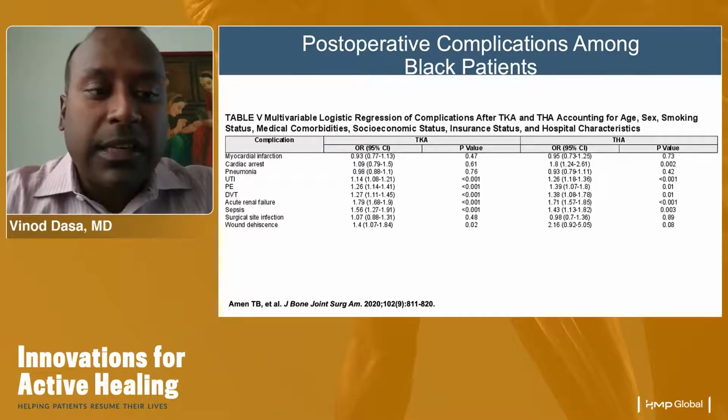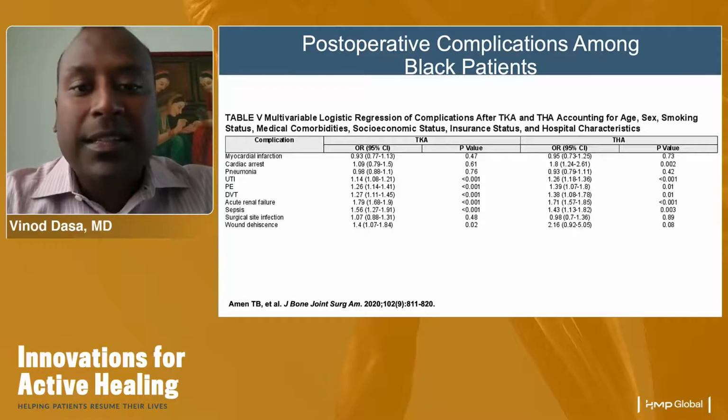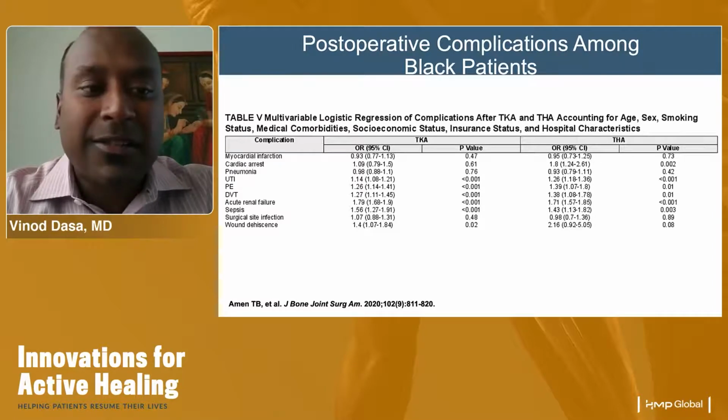If you look at UTI, PE, DVT, renal failure, sepsis, we see a significant difference in our non-white patients compared to our white patients, even after controlling for all the variables that you see here: age, sex, smoking, medical comorbidities, so on and so forth.